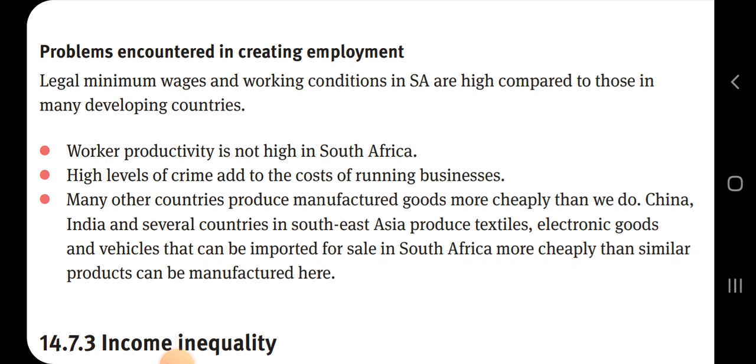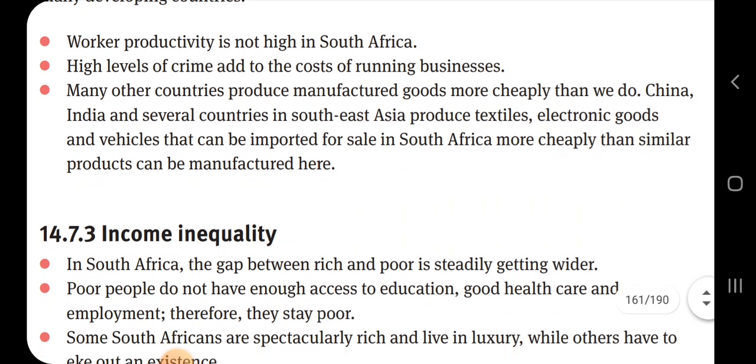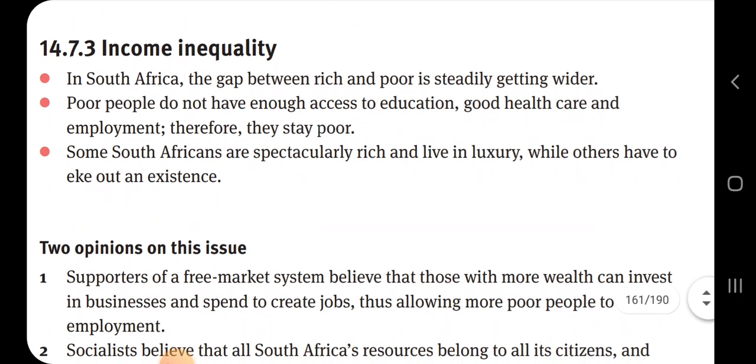Legal minimum wages and working conditions in South Africa are high compared to those in many developing countries. So worker productivity is not high in South Africa; workers are said to be not as productive. There is a high level of crime, which adds to the cost of running a business. And many other countries produce manufactured goods more cheaply than we do. China, India, and several countries in Southeast Asia produce textiles, electronic goods, and vehicles that can be imported for sale in South Africa more cheaply than similar products can be manufactured here. So we have people manufacturing more efficiently and at lower cost than we can.